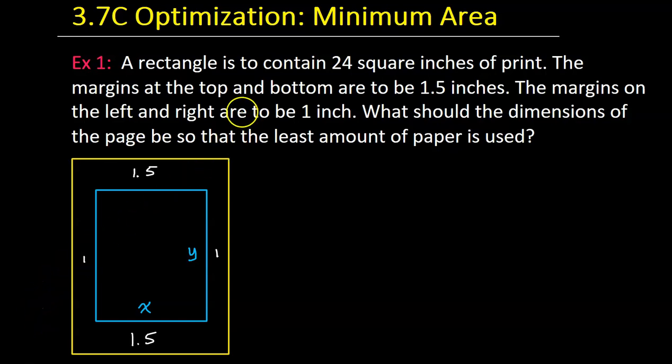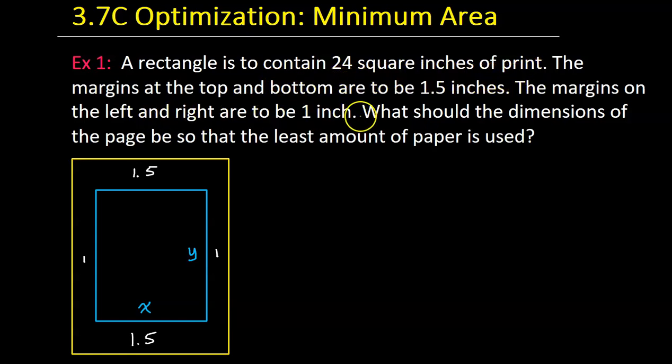This video is about optimization. That's where you try to achieve the best outcome possible given certain conditions. In this case, we are minimizing area. Specifically, a rectangle is to contain 24 square inches of print.